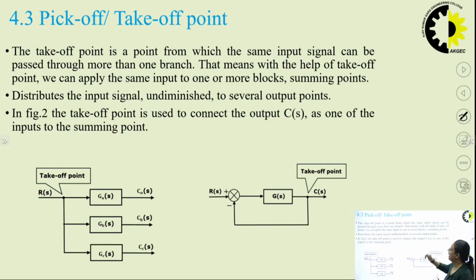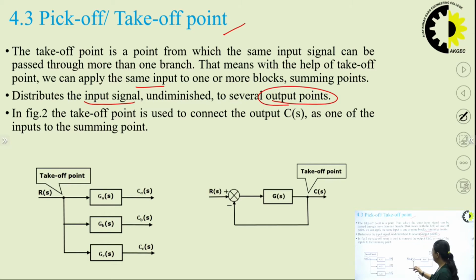Now the last one is the takeoff point, or you can say pick-off point. Takeoff point is a point from which the same input can be passed through more than one branch. That means with the help of the takeoff point, we can apply the same input to many blocks, to many paths, to many summing points, right? It distributes the input signal without diminishing to several output points, right?